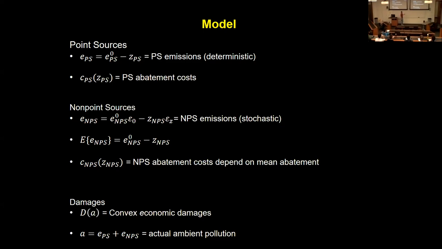Expected value here looks the same as with the point sources. So we still have this mean value, the unregulated level minus your abatement, and the costs are a function of the mean abatement. So when you're making choices to implement some abatement, this is just a restricted cost function. We can't base it on actual abatement because we can't measure that, but ex ante, we can figure out what the mean might be, and we can base costs on that mean.